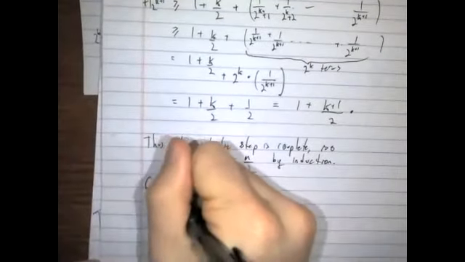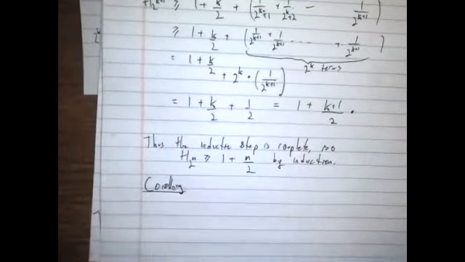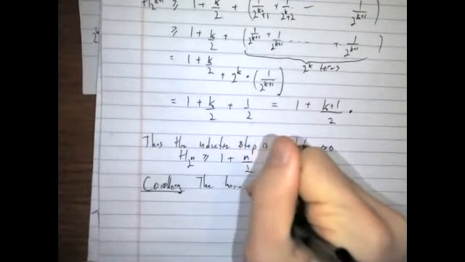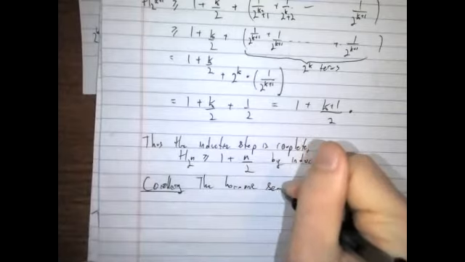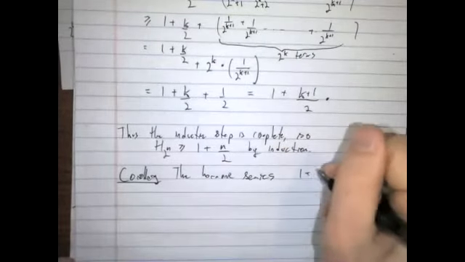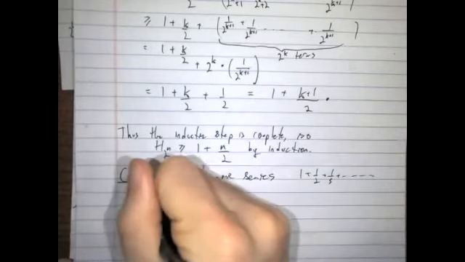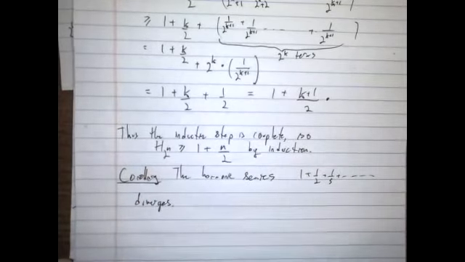Corollary: the harmonic series, 1 plus 1/2 plus 1/3 plus ..., diverges. Beautiful, absolutely beautiful, lovely.